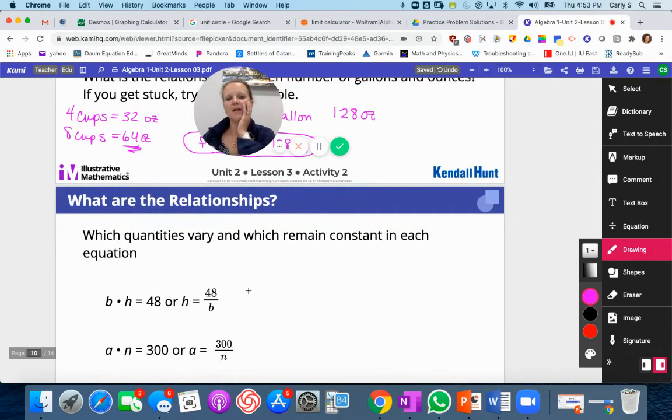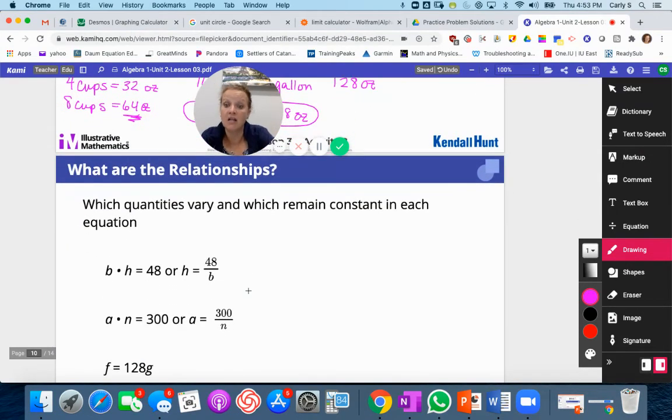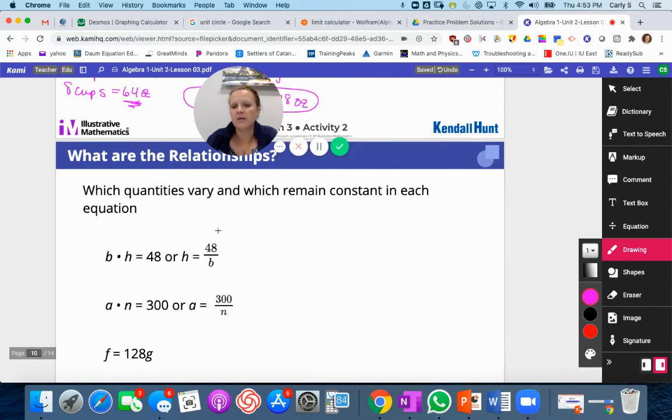All right, which quantities vary and which remain constant in each equation? So here we have base times height is 48, or height equals 48 divided by base. Which ones stay constant and which ones vary? This is the important part. Things that vary are things that change. That 48 doesn't change. So that is my constant.